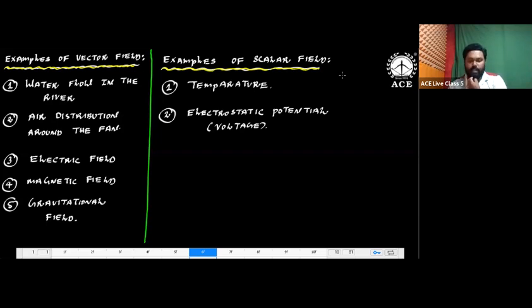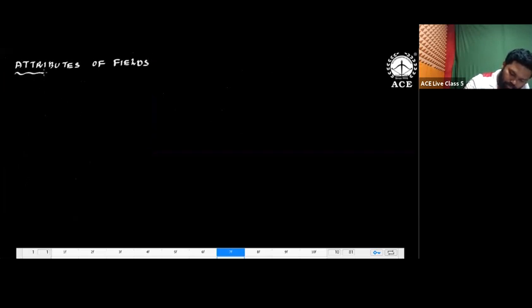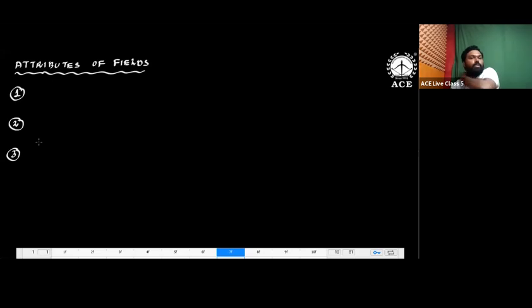I'm going to turn the page here. Now I want to write what are called attributes of fields. Number 1, number 2, number 3. What is the meaning of attributes of field?